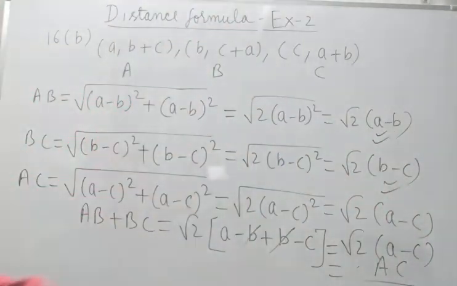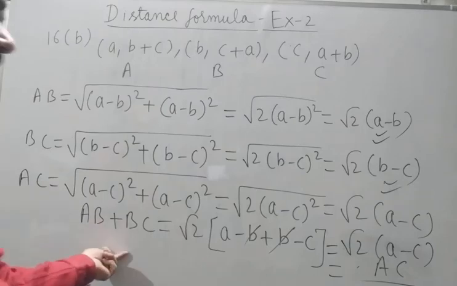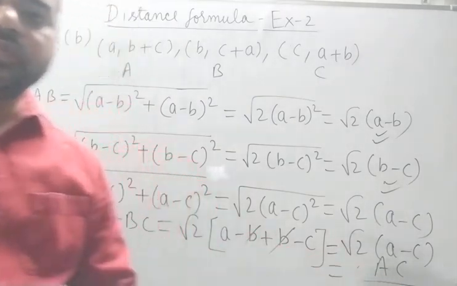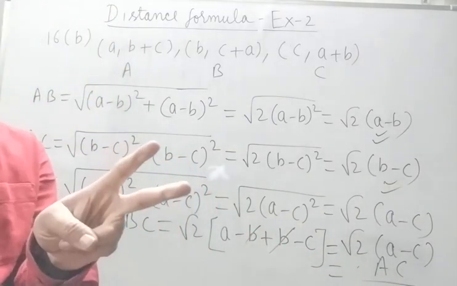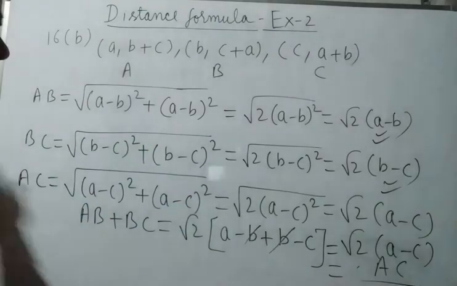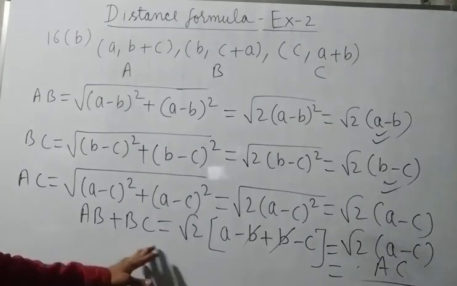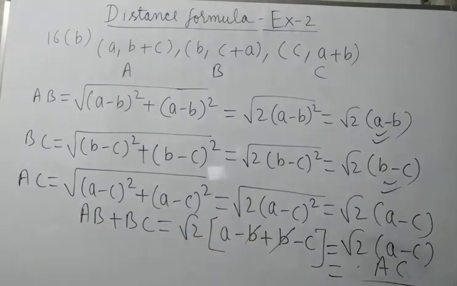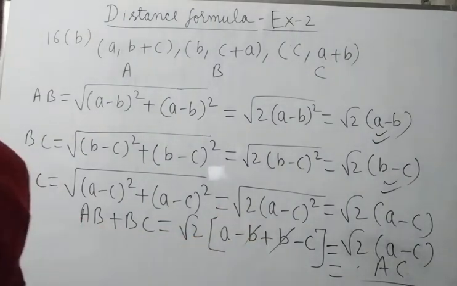So after calculating, what we have got? AB plus BC is equal to AC. The concept is the sum of any two must be equal to the third one. So we have taken AB plus BC, and that is equal to AC. Correct? Next.